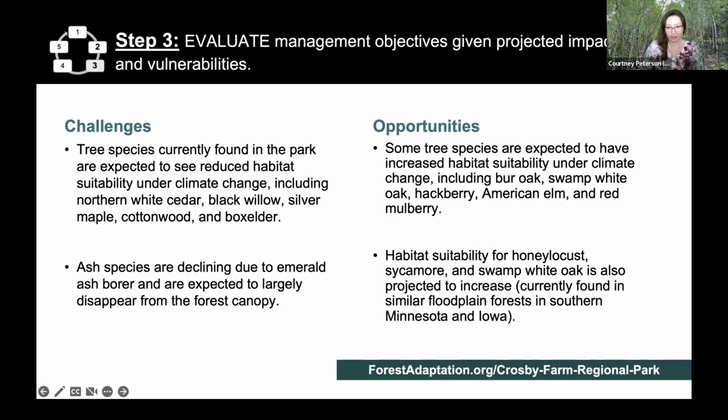So they've been hit pretty hard by emerald ash borer, and we're really starting to see those pockets appear in the canopy where those ash trees used to be. However, there are some opportunities.